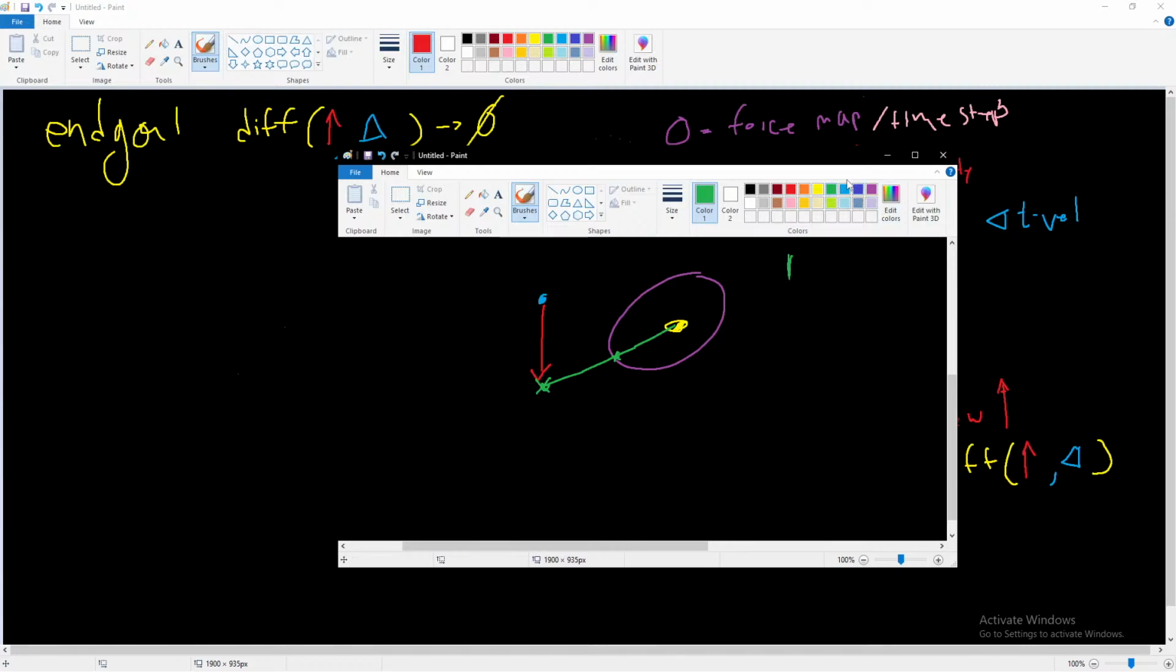I'm gonna mark it in green. The second time step would be kind of like, imagine we're filling this in, right? So during this time step, we're filling this area out. What's happening then? Well, this is happening. This red line is kind of filling.